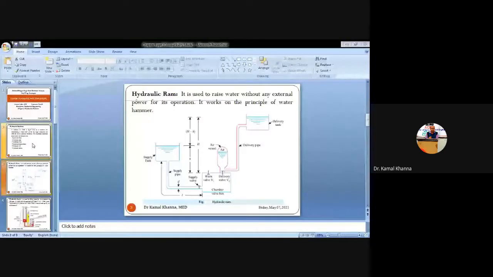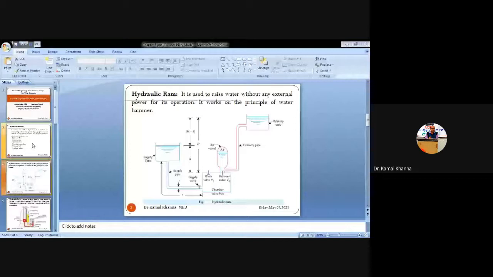Moving on to the first machine of the chapter, you can see this is the schematic diagram of the hydraulic ram. We have two tanks situated at different heights. The supply tank is situated at a lower height compared to the delivery tank. Why is it called the supply tank? Because the water is being transported from this tank. The water has to be supplied from this tank, and that is why it is termed the supply tank.